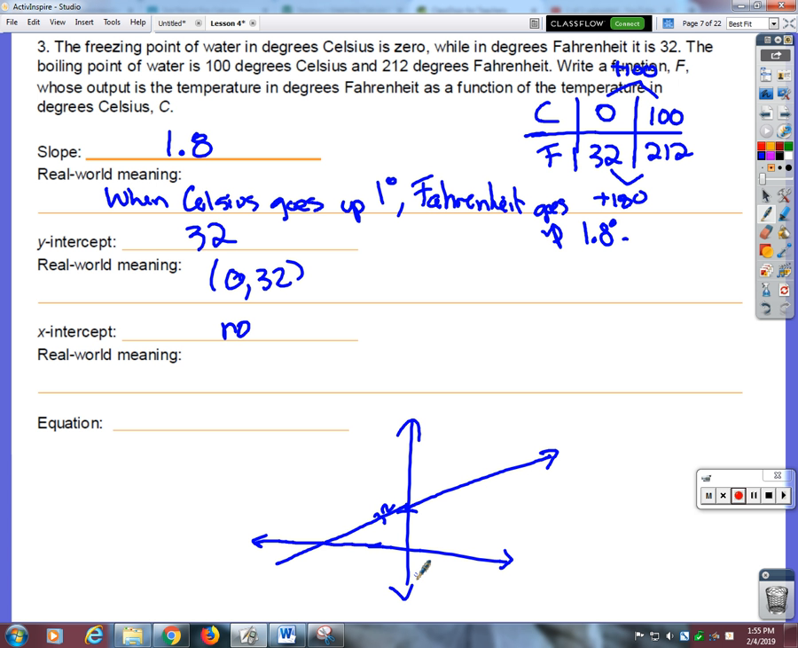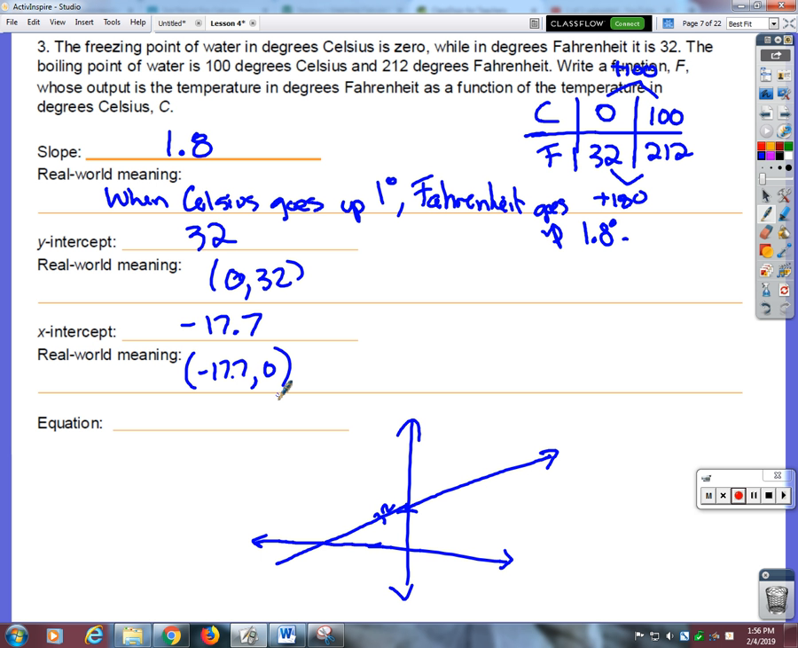So how do we figure that out? What do we divide? You divide by 1.8. What do you divide by 1.8? 32. Good. 32 divided by 1.8. Okay, so the X-intercept would be negative 17.7. That's how many steps we would have to go backwards. And the real world meaning of that is that when it is negative 17.7 degrees Celsius, it's 0 degrees Fahrenheit. That doesn't really have a very good real world meaning like the freezing point of water like the other one had.